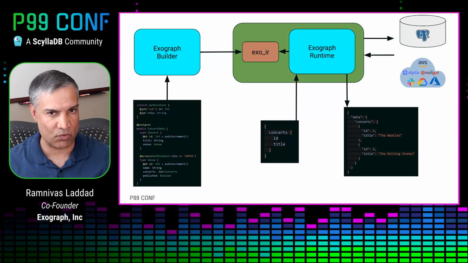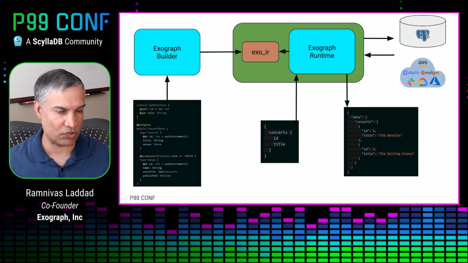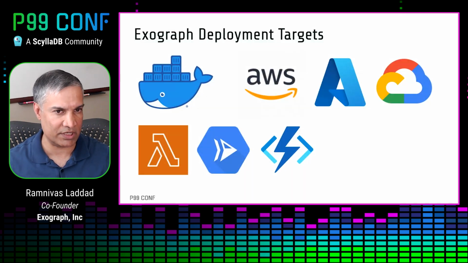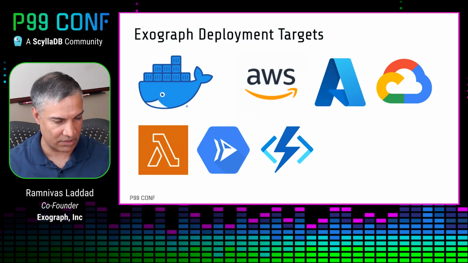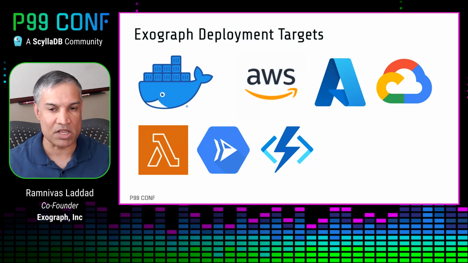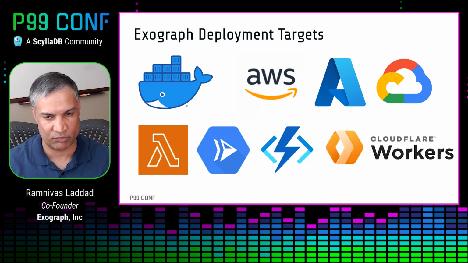Exograph, this is going to be our focus. That's the green box, where we are going to focus on how to make it available on edge networks. Exograph currently deploys to pretty much any target you can think of: Docker, as well as traditional server architectures such as EC2, Azure, but also serverless environments such as Lambda and Azure Functions. Our focus is going to be on Cloudflare Workers as an example of edge computing.